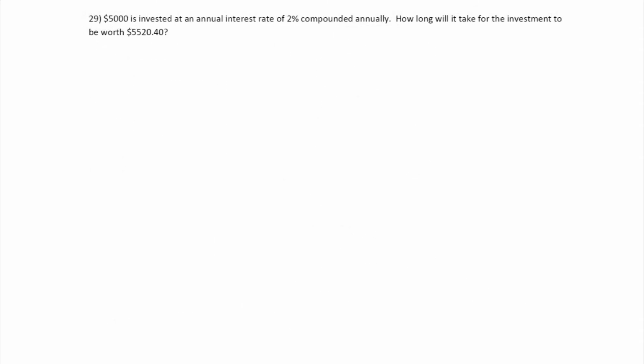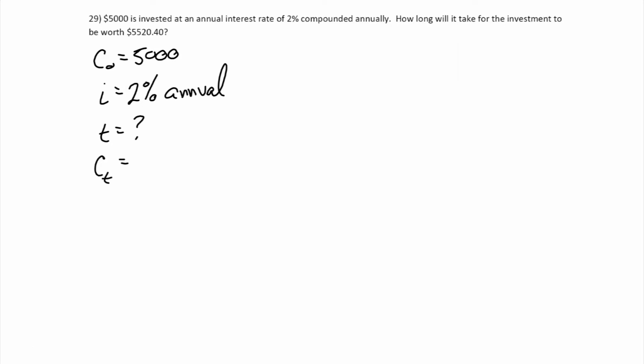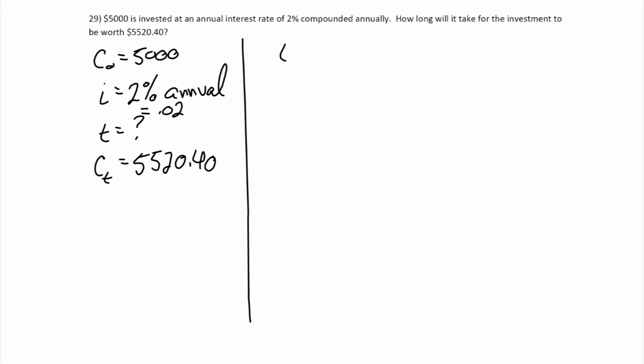$5,000 is invested. There's our C0, at an annual interest rate of 2%, compounded annually. How long will it take? We're looking for T. For the investment to be worth, our CT is $5,520.40. 2% we convert into 0.02 by dividing by 100. Again, we're looking for our T value. So T is equal to the log of CT divided by C0, all of that divided by the log of 1 plus I.